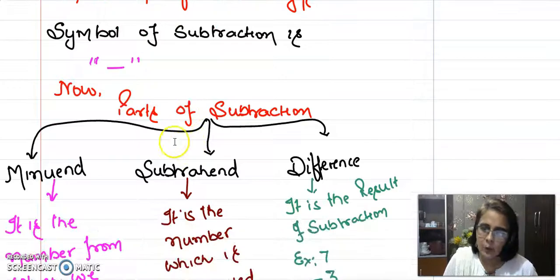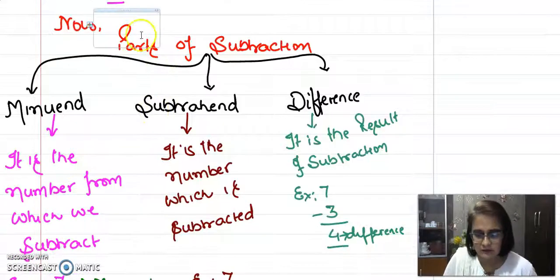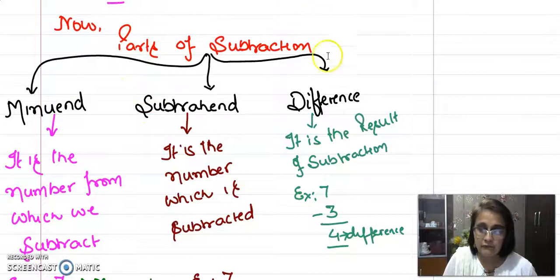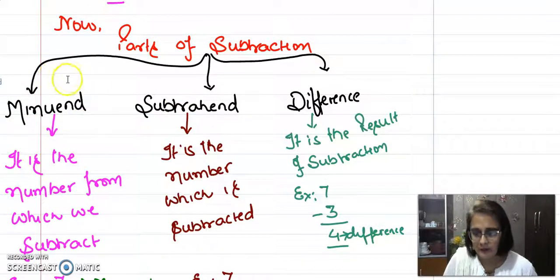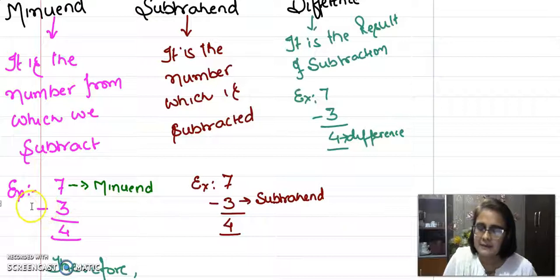Now dear children, we have some parts of subtraction. The first part is minuend. What is minuend? Minuend is the number from which we subtract. Example, like I subtracted 3 from 7. I get the answer 4. Now this 7 that you are seeing, from which I have subtracted 3, is called minuend. Is that clear? 7 is called minuend.